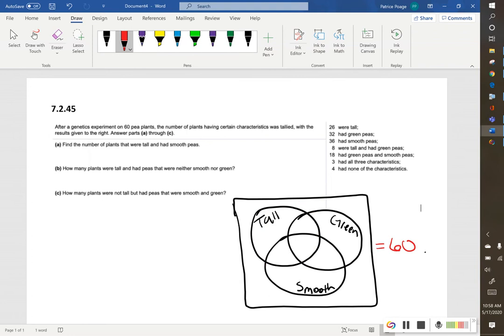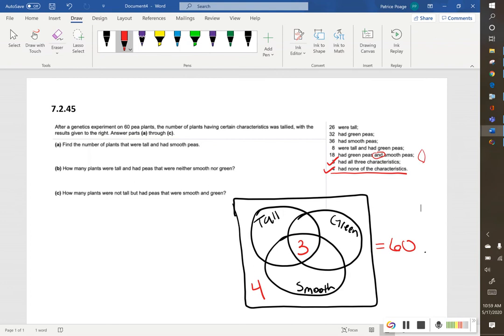I can't do that one yet. 32 were green, can't do that one yet. I'm going to jump to the bottom. 4 had none of these characteristics. I can do that one. 3 had all 3 of these characteristics. 18 had green peas and smooth peas. So whenever you see that and, as long as it doesn't say only or but not, that's always going to be a little football looking shape there.